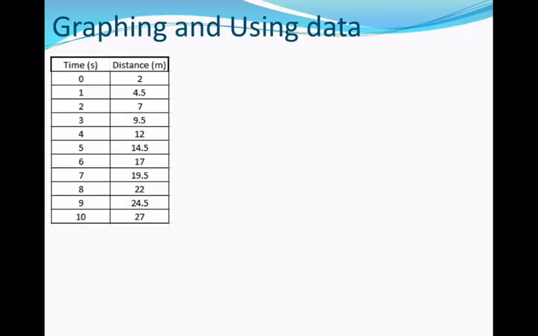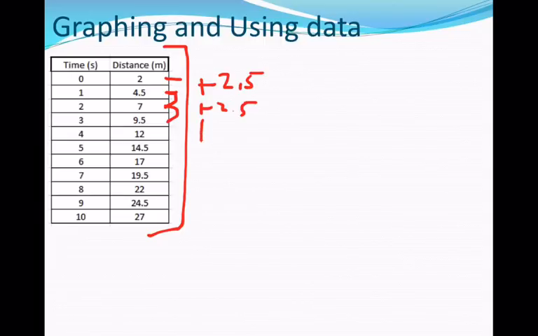What if all I'm given is a data chart? So I've got this data here, and if I look, time is just moving up 1 second at a time: 0, 1, 2, 3, 4, 5. You can see it just keeps growing by 1. But is my position doing the same thing? I start at 2 and I go to 4.5, so I added 2.5. Then to get from 4.5 to 7, I added 2.5 again. And then 7 to 9.5, I added 2.5 again.